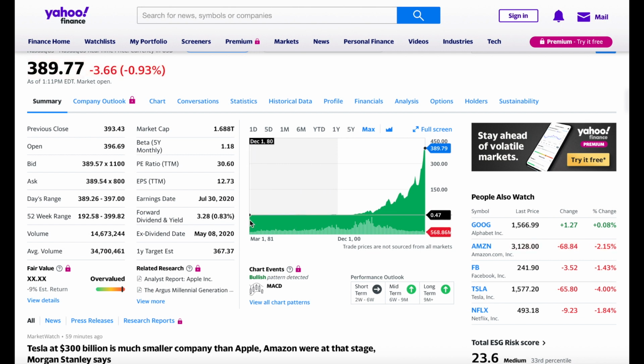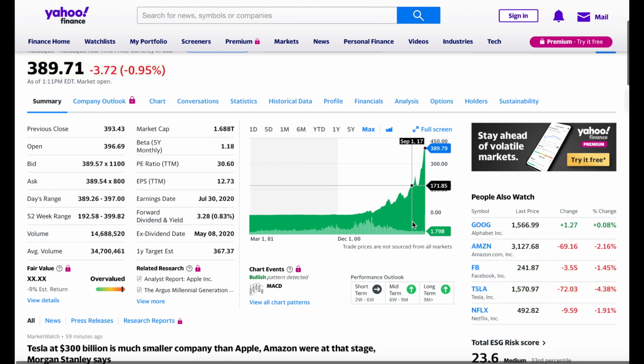I mean, look at Apple, started back in the 80s at 47 cents a share. Imagine if you paid $4 back in the 80s for $100, you would be sitting pretty right now, like 30 grand just off of $100. So definitely worth investing in these kinds of companies.